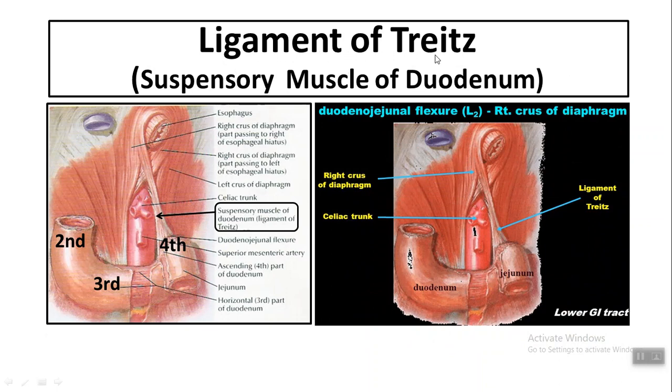The ligament of Treitz is regarded as an important landmark for the surgeon to mark the beginning of the jejunum. This ligament, or the suspensory muscle of the duodenum, is a fold of peritoneum that is attached to the right crus of the diaphragm. It forms just like a sling that holds the duodenojejunal junction in position. The ligament of Treitz is at the level of L2.